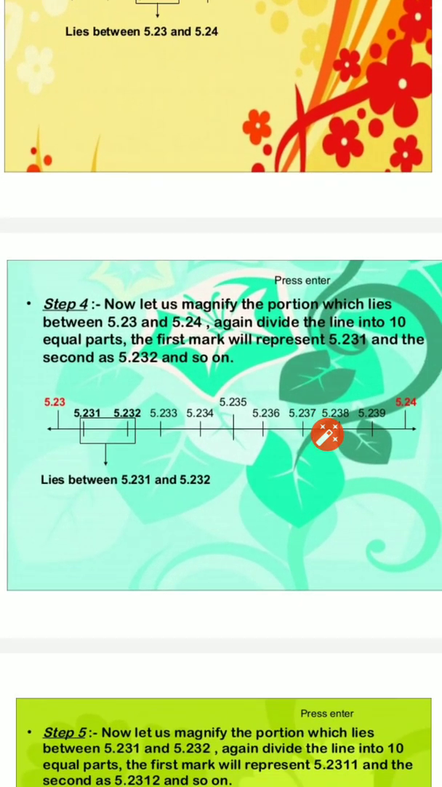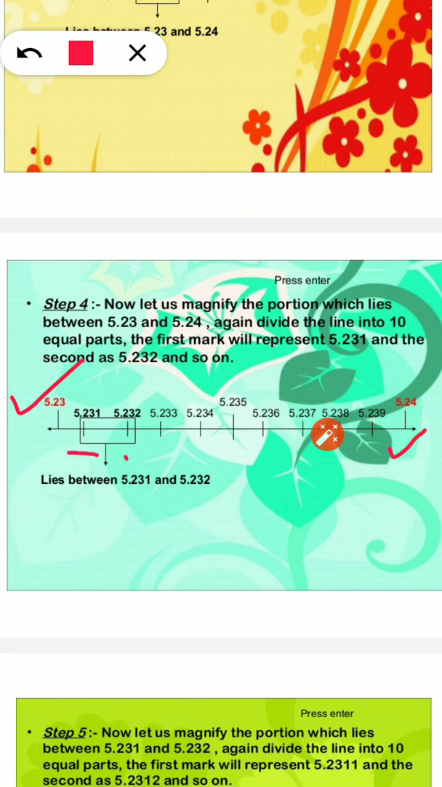Step 4. Now let us magnify the portion which lies between 5.23 and 5.24. Again divide the line into 10 equal parts. The first mark will represent 5.231 and the second one 5.232. Now see here, that was 5.23 and 5.24. Now split this into 10 equal parts.